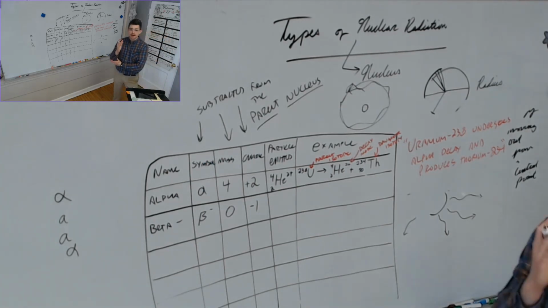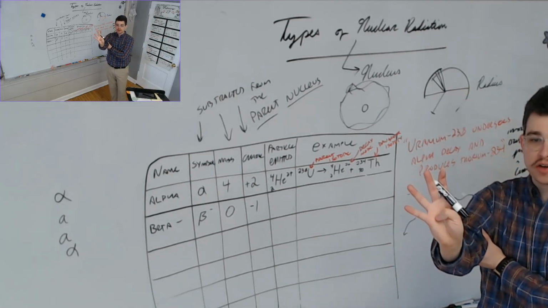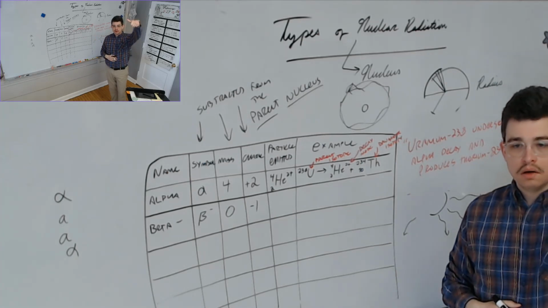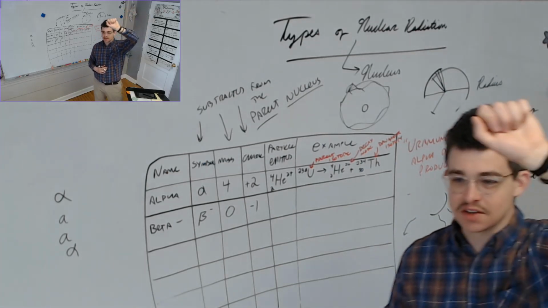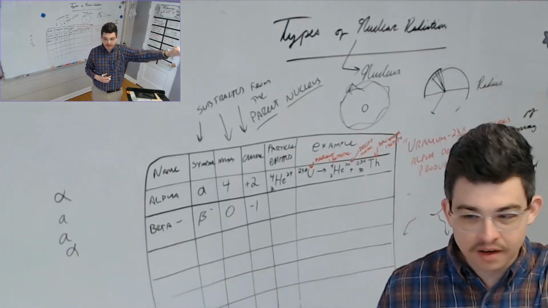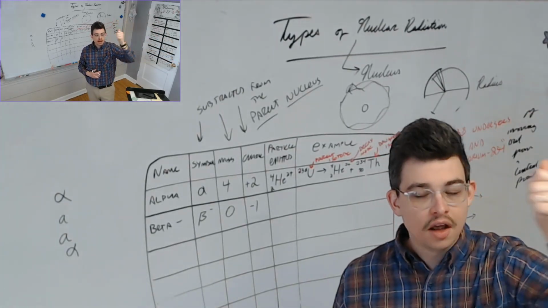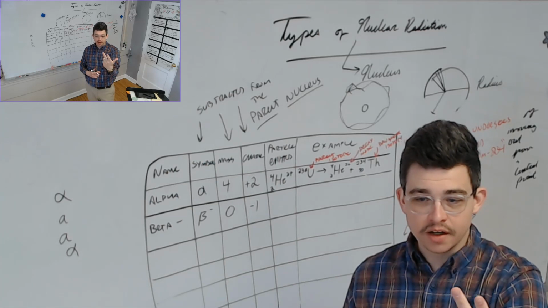What's actually happening is, do you remember the four fundamental forces of the universe? What are they? What are the four fundamental forces of the universe? Strong nuclear, electromagnetic, weak nuclear, and gravity.